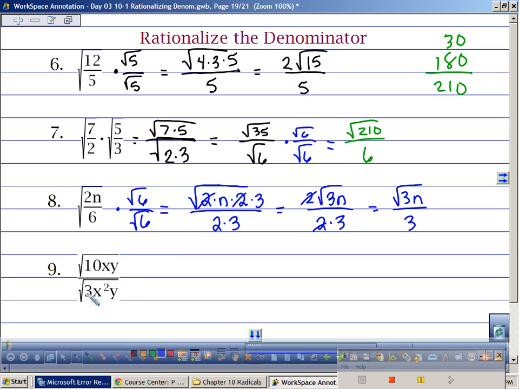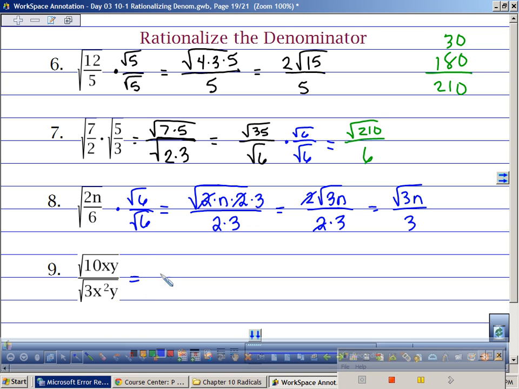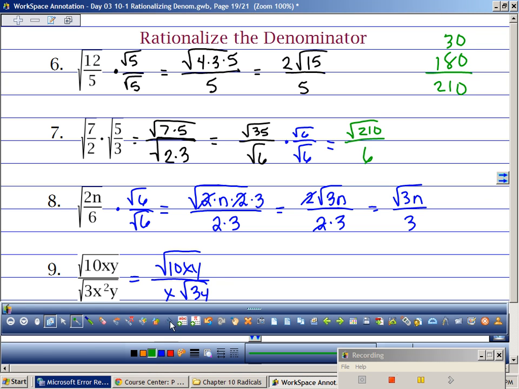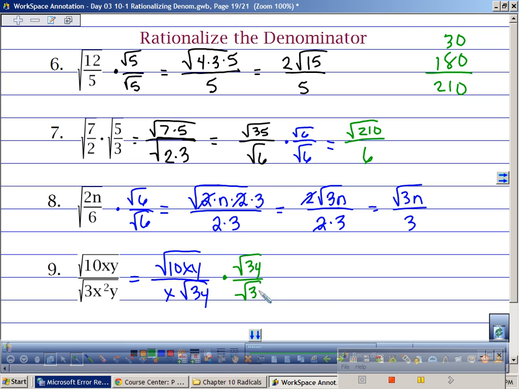Try this one on your own. Okay, so first I'm going to kick stuff out. All right, so I can't kick anything out in the numerator. So I just have 10xy, but I can kick something out in the denominator. What can I kick out? X. So I'm left with 3y. So how do I rationalize this denominator? Multiply by what? Root 3y over root 3y.